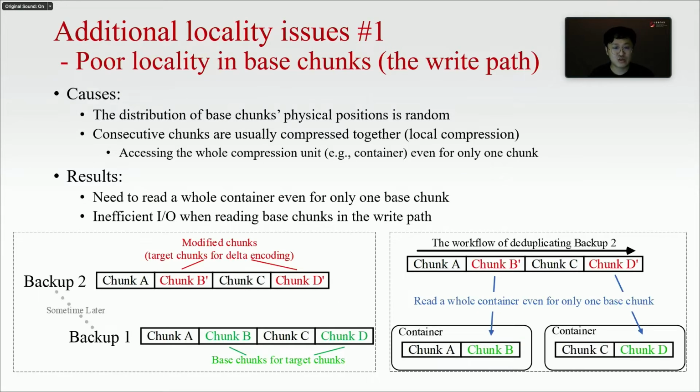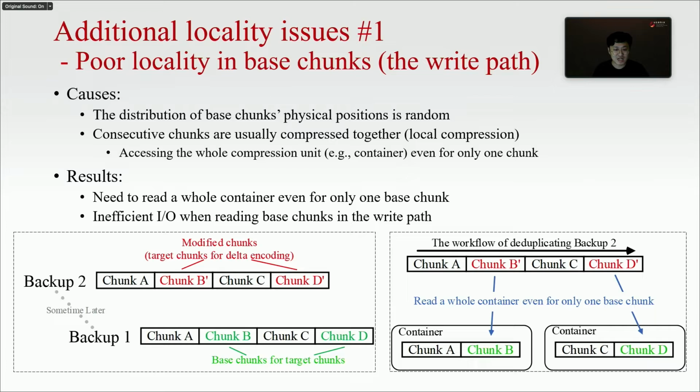The first additional issue is in the deduplication workflow, or we call it the read path. It is related to reading base chunks for data encoding. For the example in the left figure, we have two backup workloads for fine-grained deduplication. Backup 1 is first processed, and when processing backup 2, we learn chunk A and chunk C are duplicates, and chunk B prime and chunk D prime both have a similar chunk in backup 1. Then, we need to read chunk B and chunk D as base chunks.